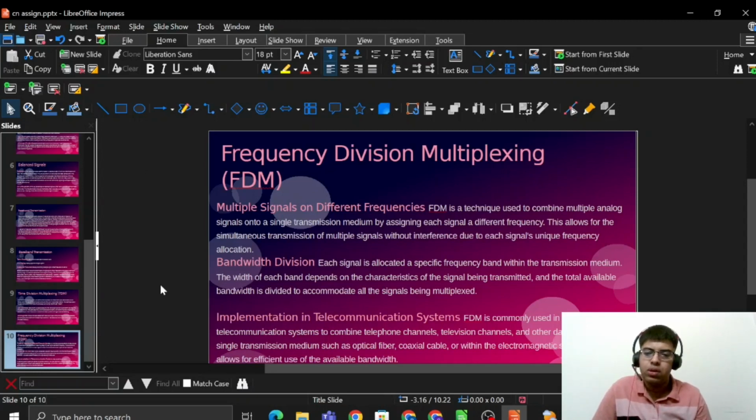Next is the implementation of these in telecommunication systems. FDM used in telecommunication systems usually combines telephone channels, television channels, and other data streams onto a single transmission medium, such as an optical fiber, within the electromagnetic spectrum, which allows for the efficient use of available bandwidth.